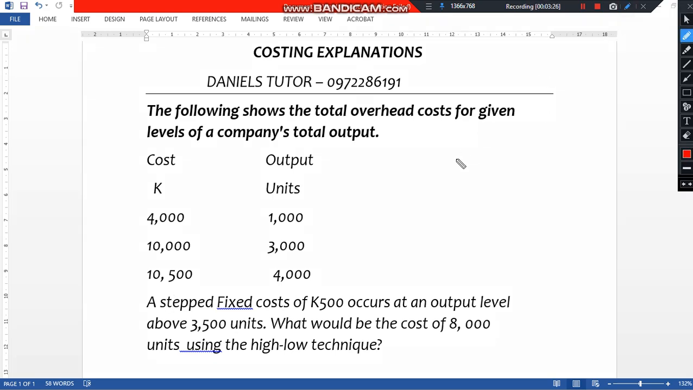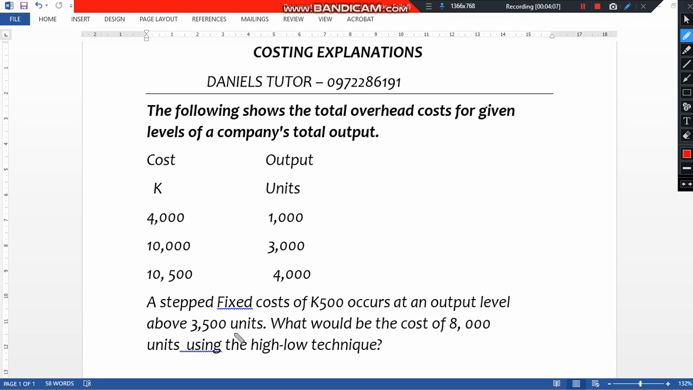Okay, so what is this sentence even saying? It says a stepped fixed cost, meaning fixed cost increases by 500 when output level is above 3,500. Okay, so it's saying because the units have increased, the fixed cost increases by 500. Just like in our simple example, when vehicles increased to 20, they had to rent another showroom, so their rentals stepped up from 20,000 to 40,000.